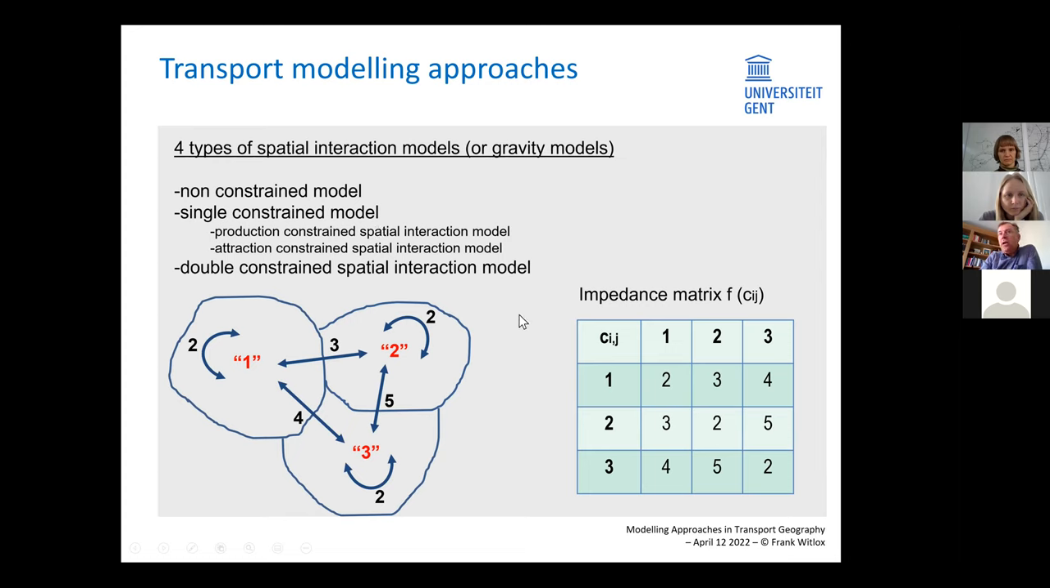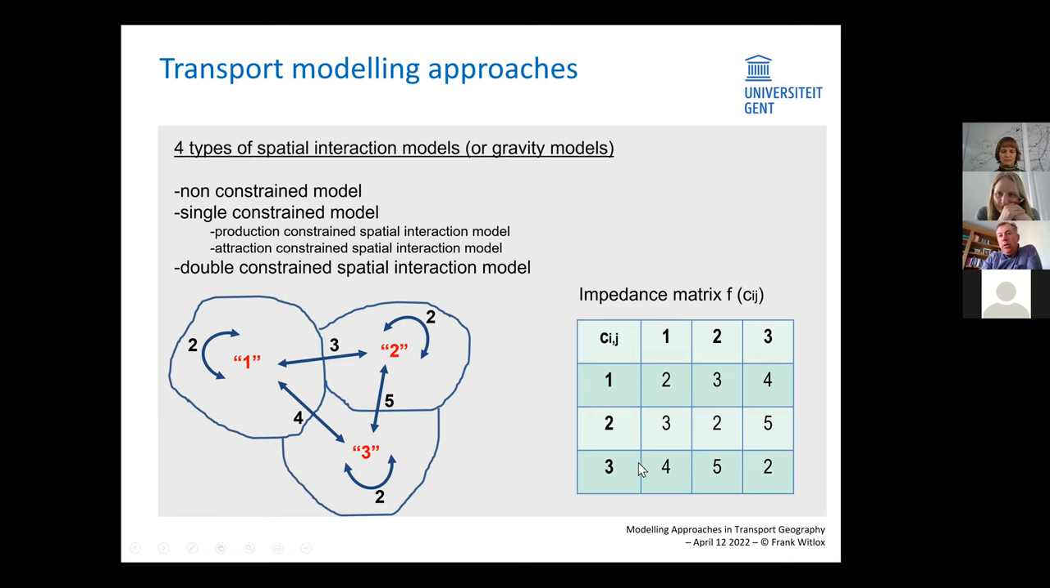And maybe to just give you one example of how such a model works, suppose that we have three different zones, and here we see the impedance matrix within these three zones. And clearly you can see if I move from zone one to zone one, then this costs me 2 euros, 2 minutes. So it costs me less effort than to go from zone one to zone two or from zone one to zone three. So in a sense, we already know that depending on the impedance matrix, probably most of the flows will be intrazonal. They will be within their zone because that takes them the least effort.